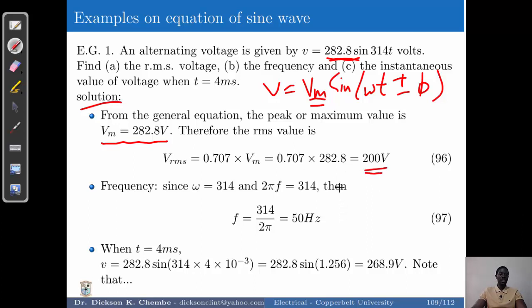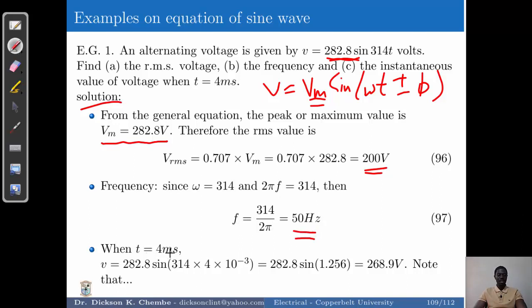And then the frequency we can obtain from the given omega. We know this is omega t. So in this equation, there is no lead or lag angle. So what we have is omega is equal to 314, and we know that 2 pi f is equal to omega. So from that we can obtain the value of the frequency, which is 314 over 2 pi, to get the value to be 50 Hz.